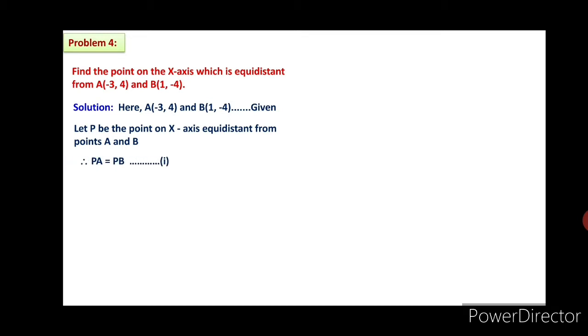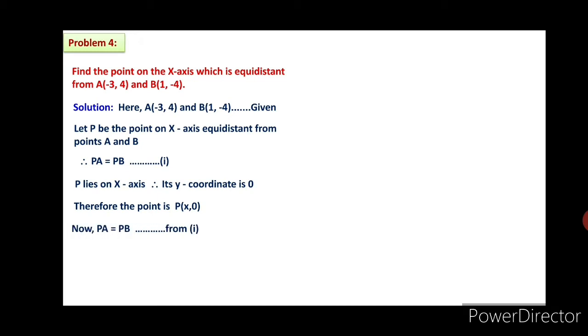Therefore, we can write PA is equal to PB. So let P lie on the x-axis, therefore its y coordinate is 0. Therefore, the point is (x, 0). Now PA is equal to PB, that is from statement 1.